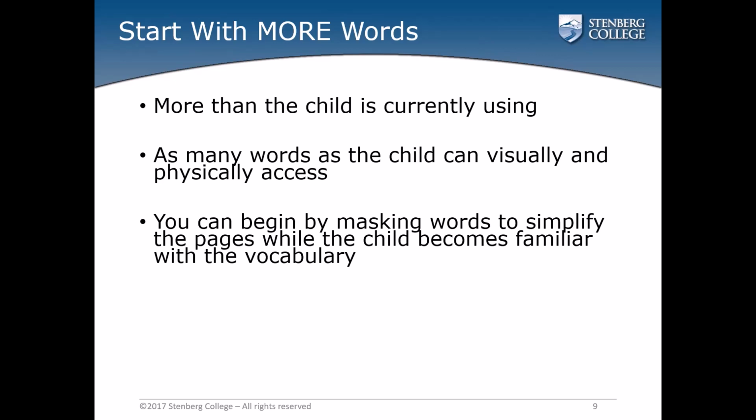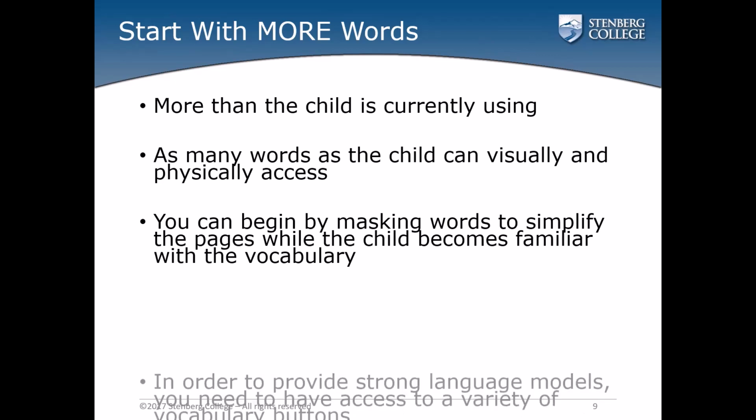We must consider the student's visual skills. How small of a button are they able to see? And what are their motor skills and targeting abilities like? Are they able to accurately target a small button? These are important factors to consider when choosing a vocabulary set. You can begin by masking words to simplify the pages when the child becomes familiar with the vocabulary.